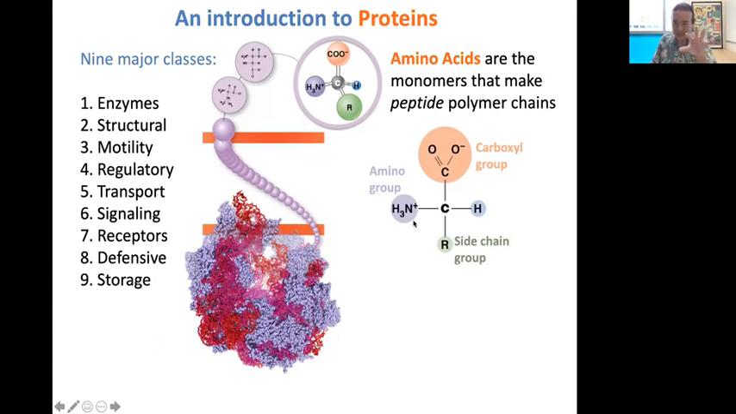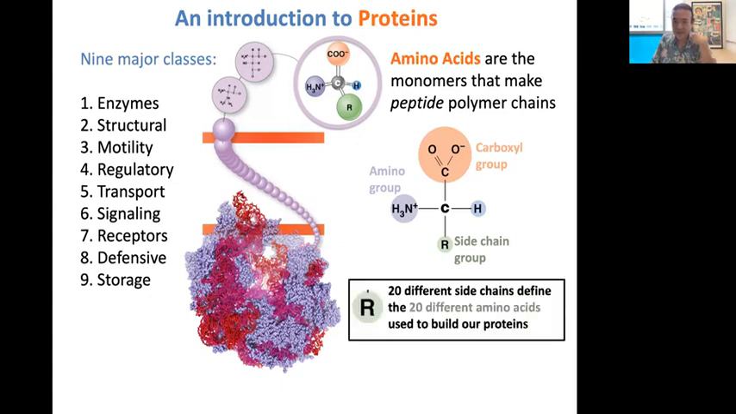amino acid shape. So depending upon what side chain is added as part of this amino acid, right, that defines what amino acid it is. And in biology, life on Earth uses 20 different amino acids, each with a different side chain, to make all the proteins in our bodies. Okay. So there are 20 different side chains, 20 different R groups that define the 20 different amino acids that are used to build our proteins.